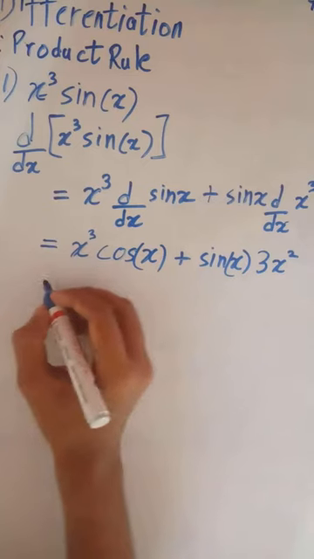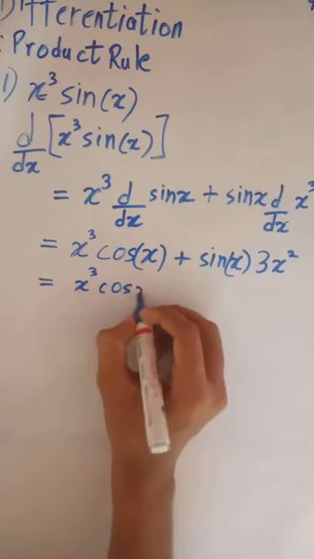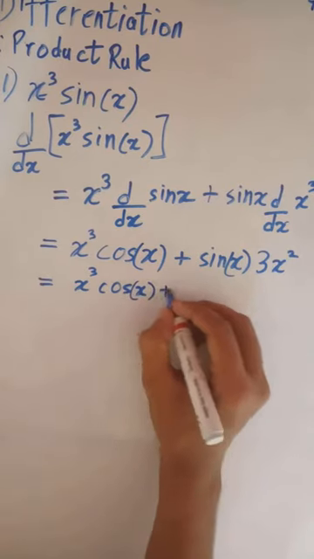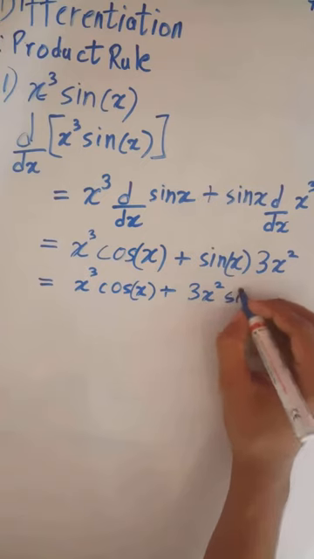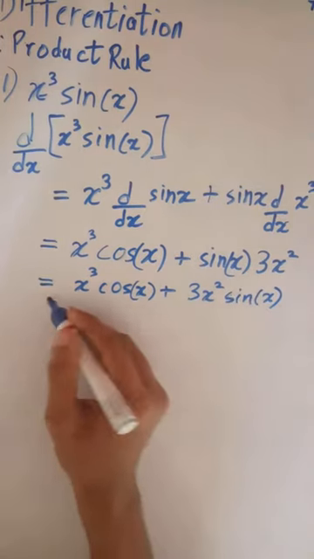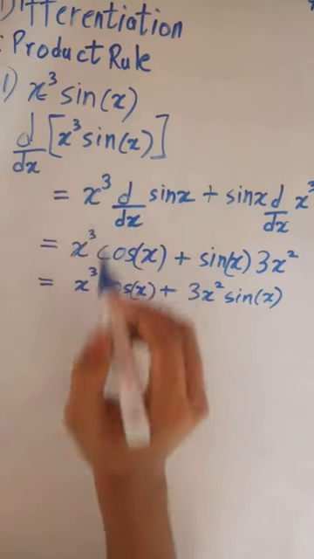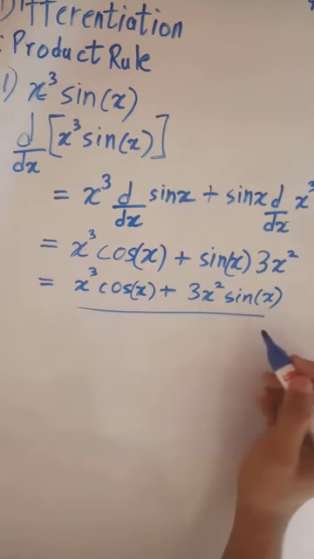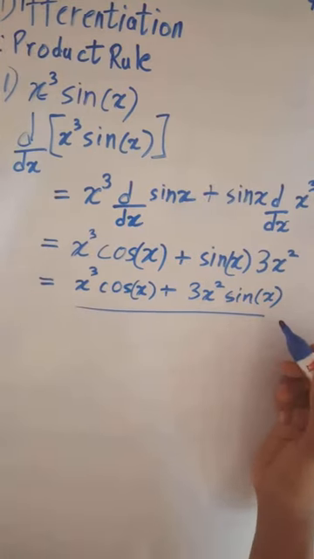So what we have totally is x cubed times cos of x plus 3 times x squared times sine of x. So this was quite a simple example. As you can see, the derivative of the product of these two is this expression right here. Now we look at a little more challenging example.